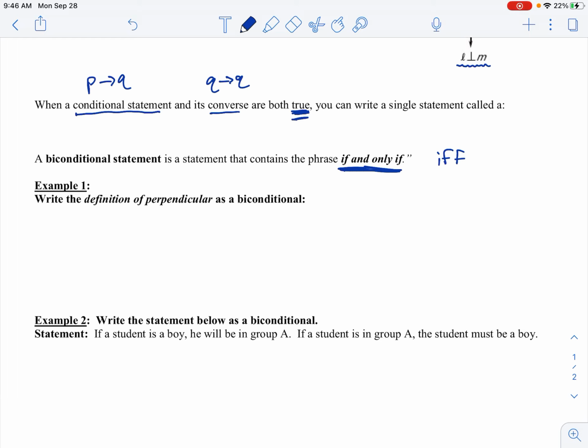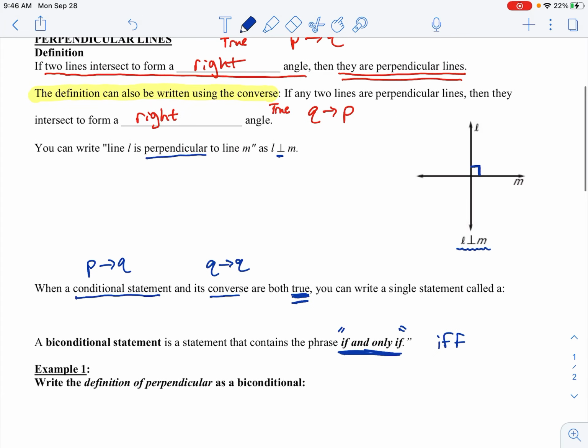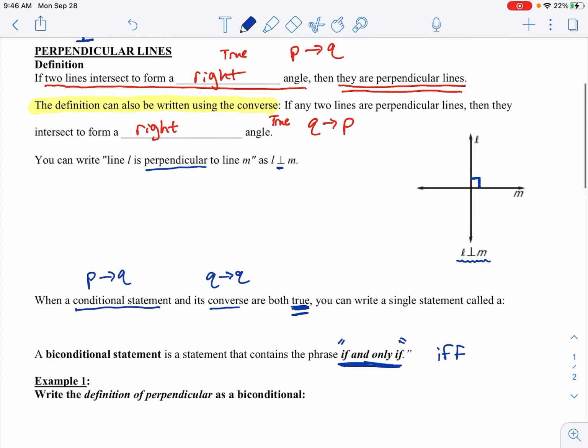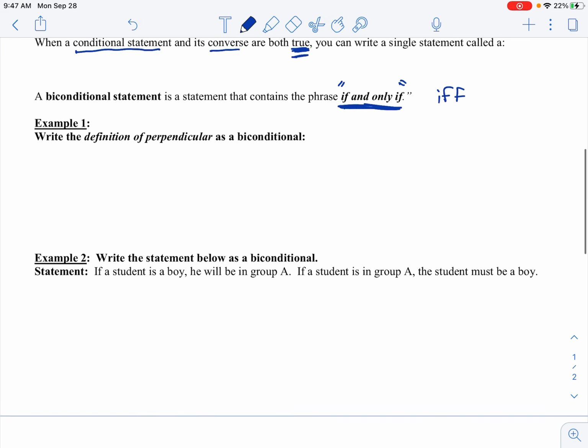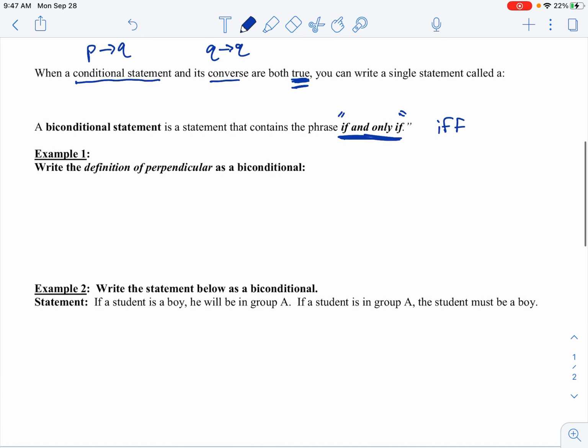That is not one of my misspellings. That's actually, I did it correct. IFF, you can read as if and only if. And so we're going to do this perpendicular definition that we talked about above, where we have the conditional and the converse. And we're going to write it as a biconditional.